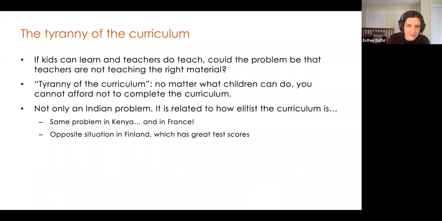And it's not, of course, just an Indian problem. We have the same problem in Kenya, and I mentioned France before. I think France also has a little bit of that, trying to get rid of it slowly, but quite an elitist curriculum. In comparison to Finland, for example, where kids do not learn to read until age 7, and where there is a huge emphasis on success in primary grades, on reading, and Finland is the country in Europe, in fact, in the OECD, that had the best test scores at the primary level. So this is not a proof of that, but this is a sign that this kind of elitism weighing on test scores is a kind of worldwide phenomenon that correlates with success.